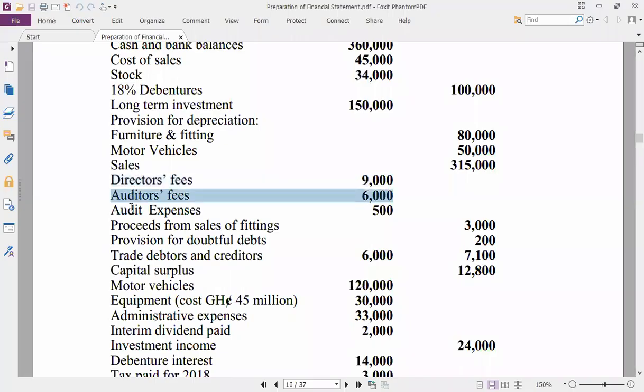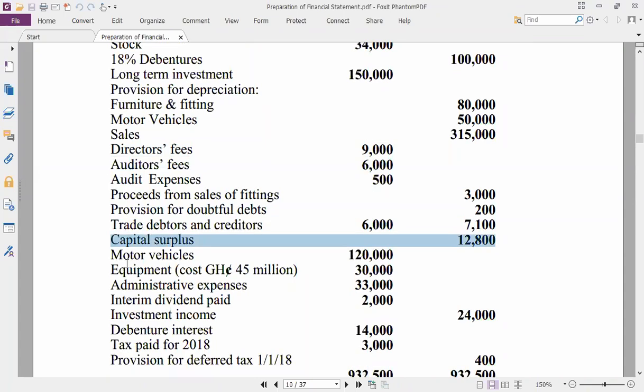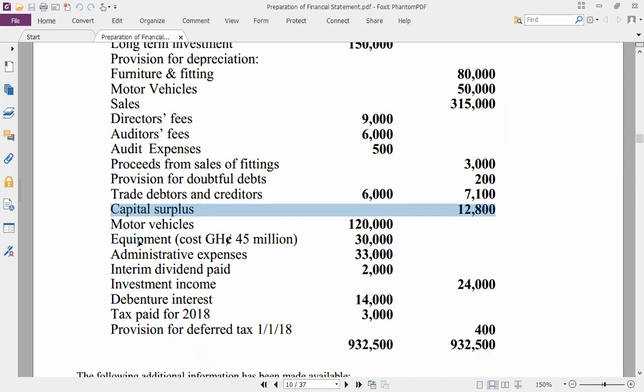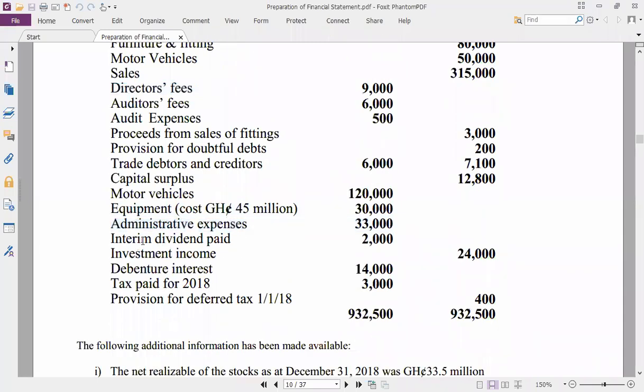The next item on the list. Let's move on. Director's fee. Okay. Expenses. Auditor's fee. Audit expenses. Proceeds from sale of fittings. Other income. Provision for bad debt. You look at it. Trade debtors and creditors. Capital surplus, stated capital and balance sheet. Motor vehicle, PPE schedule, equipment, PPE schedule. Admin expenses, interim dividend, investment income, debenture interest, tax paid, provision for deferred tax. Okay. So let's see.